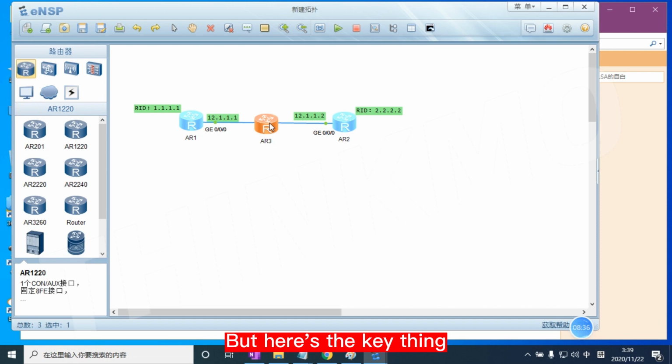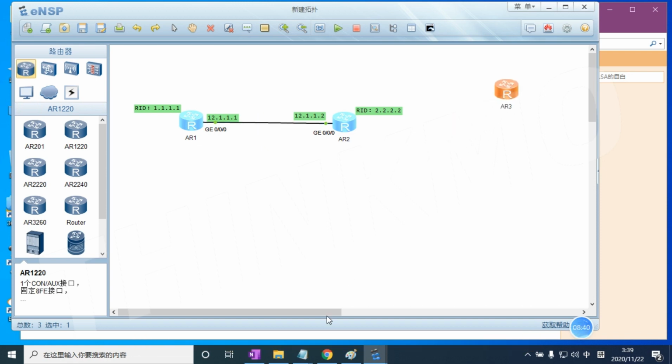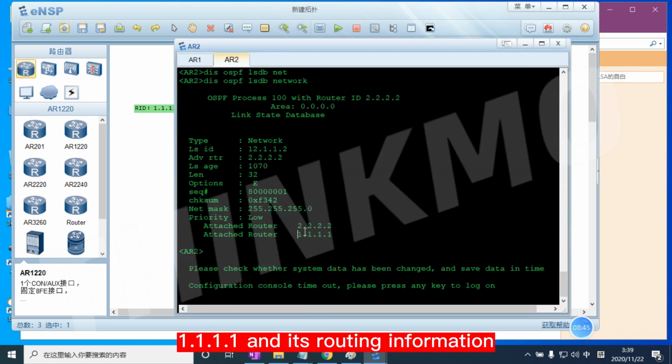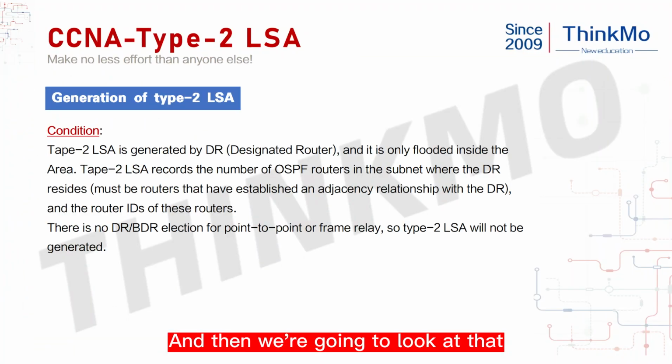But here's the key thing. The Type 2 LSA describes who the pseudonode is connected to. Now we can see 2.2.2.2, 1.1.1.1, and its routing information. This is the Type 2 LSA we mentioned. What exactly is described? And then we're going to look at that.